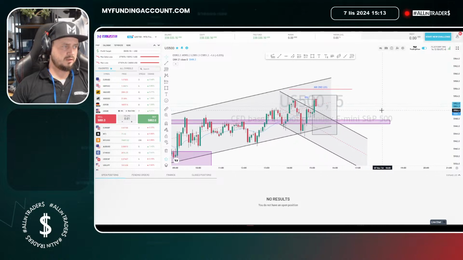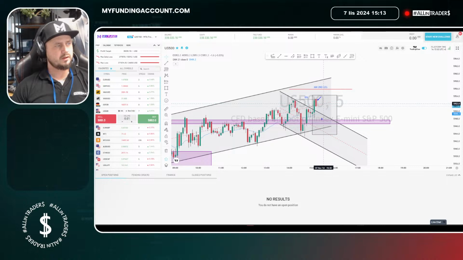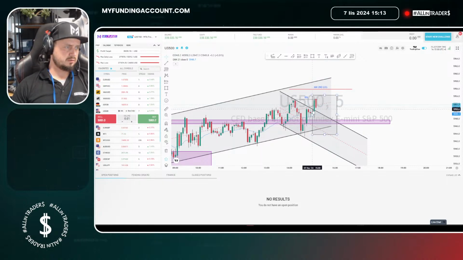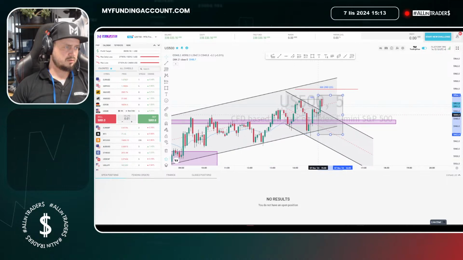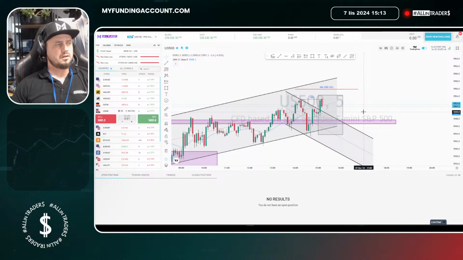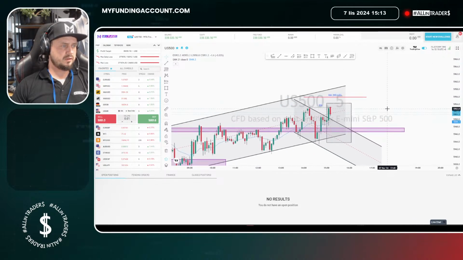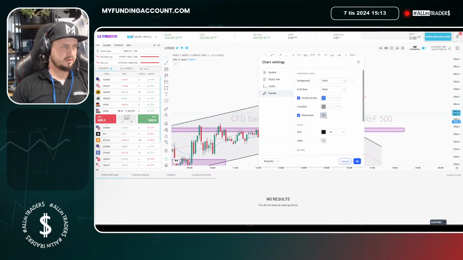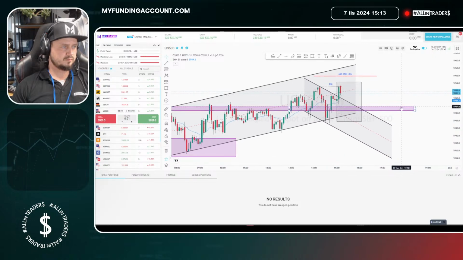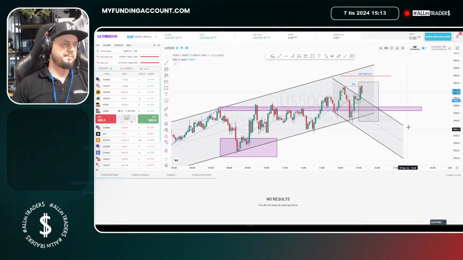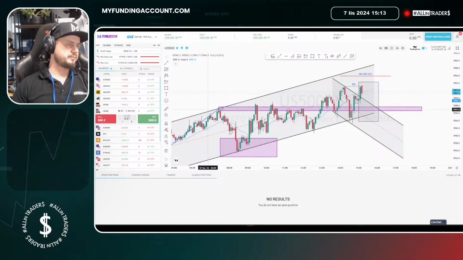Buy side liquidity. We got into the area with the liquidity and we can see a reaction. We're going to have to wait a little bit more. Not yet. Not yet, guys.